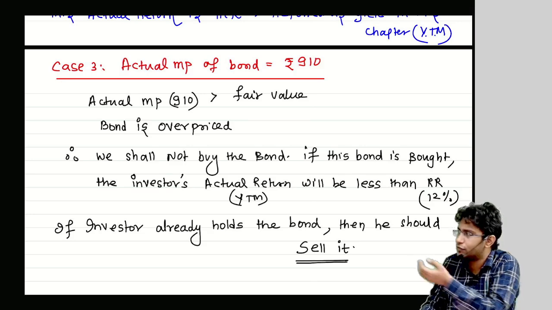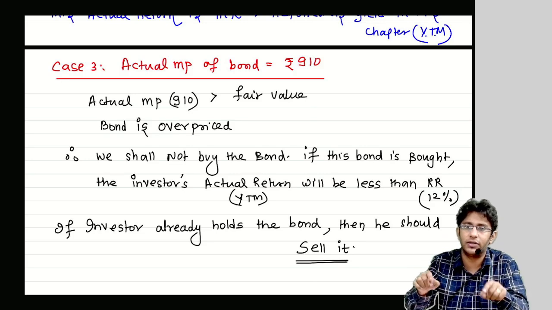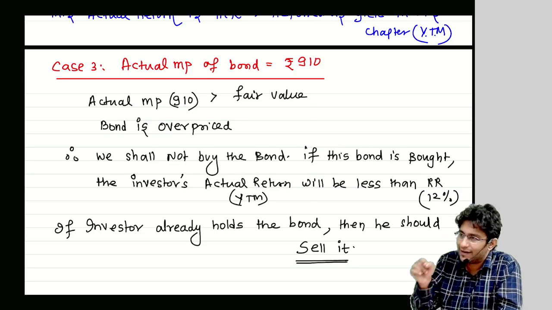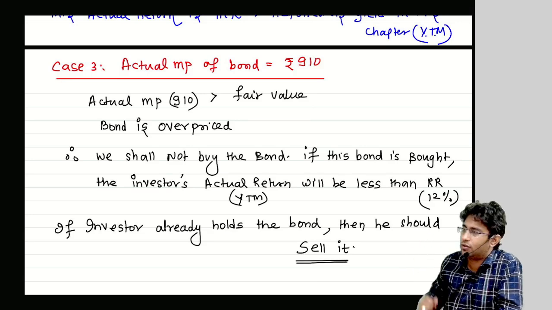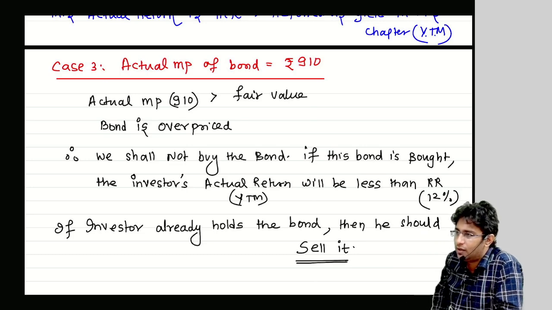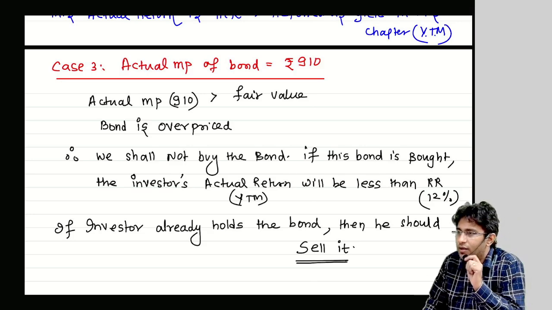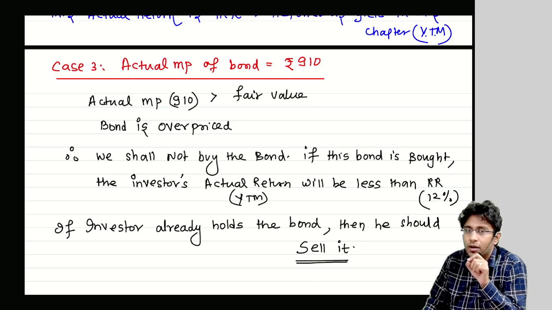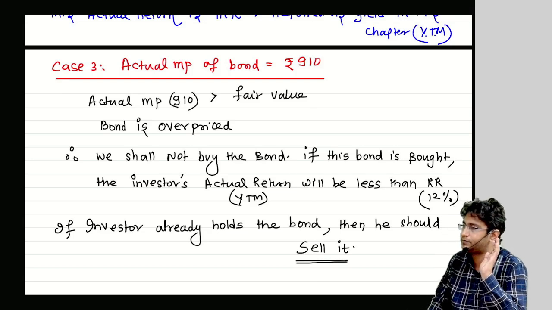If you see the third case, 910, what did we write? Overpriced. But technically, compared to face value, it is trading at a discount. So if you think, it is at a discount, I will go and buy, that is the wrong answer. Decision making should not be done based on par, premium, discount. Decision making should be done based on pricing, and pricing is based on fair value and market price of the bond.